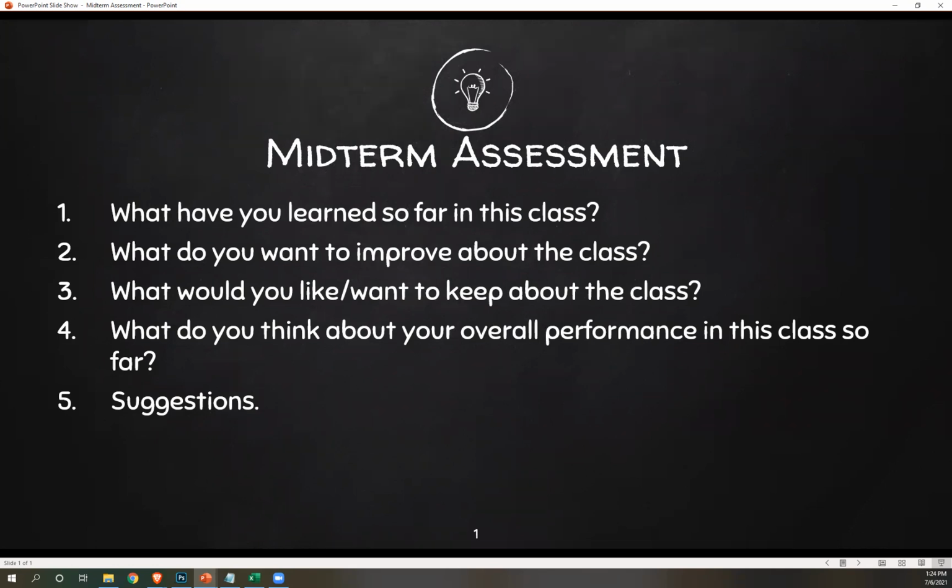And 3 is the opposite, what would you like to keep about the class. Do you like to keep bonus items? Do you like to keep the pacing? Do you like to keep how everything is presented in class? Just include it there. 4, what do you think about your overall performance in this class so far?